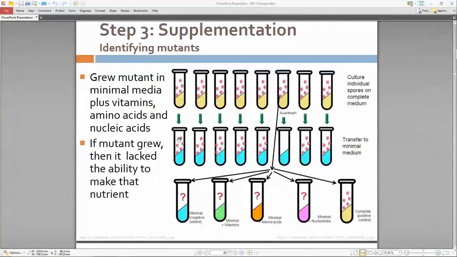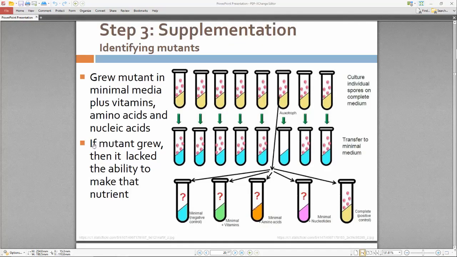So, this is where supplementation comes in. The specific mutant that could no longer grow in minimal media, they took it and they figured out what nutrient was required. So, how did they do that? First of all, they create a control group, negative control. Then they add minimal media plus vitamins, minimal media plus amino acids, minimal media plus nucleotides, and then they do a positive control.